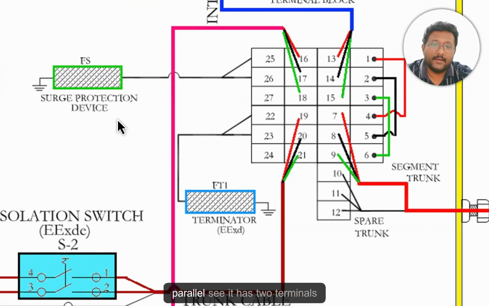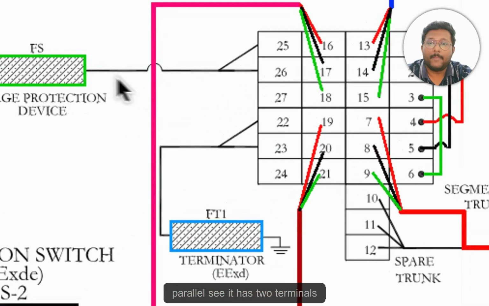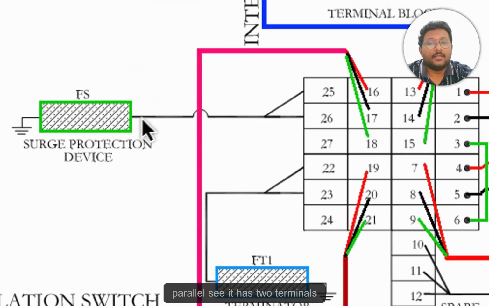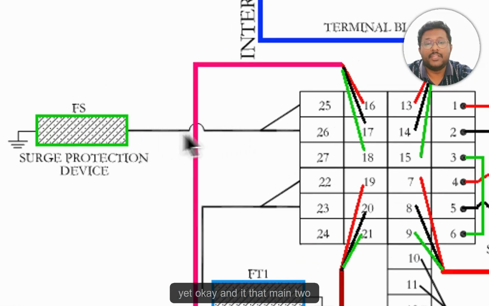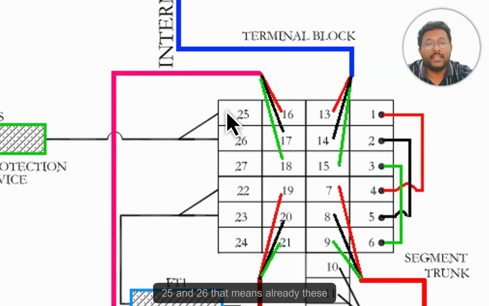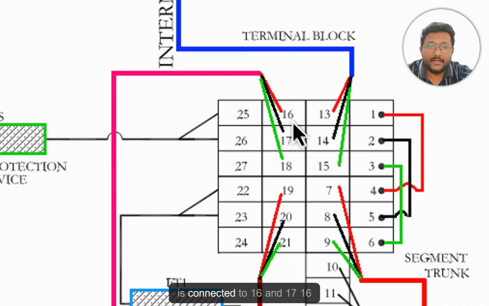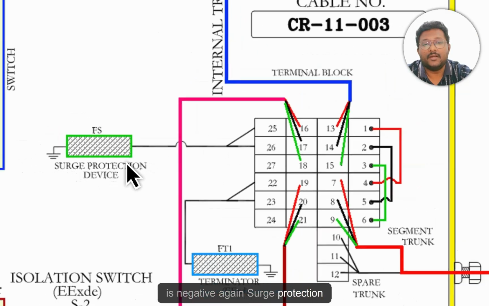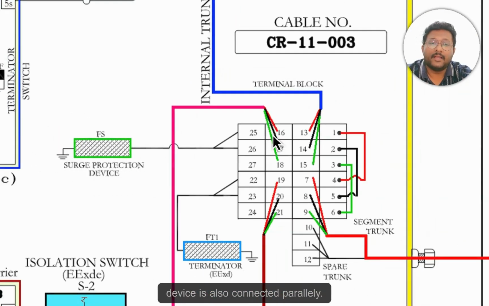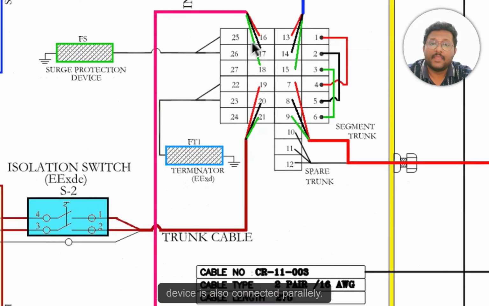This is also in parallel. See, it has 2 terminals, and an earth. The two main terminals are connected to 25 and 26. That means already these are all in parallel. Now it is connected to 16 and 17. 16 is positive, 17 is negative. Again, the surge protection device is also connected in parallel.